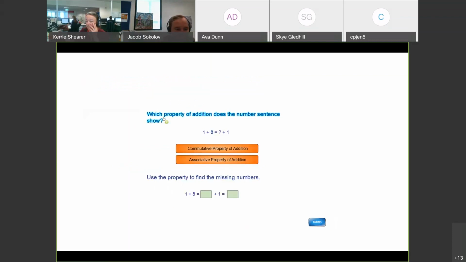Commutative or associative? In the chat. So we've got a couple of commutatives down. Why did we say commutatives? You're all correct, by the way. No brackets, brilliant. And we're just rearranging the numbers. So 1 plus 8 equals 9. And in the blank spot, we've got 8.